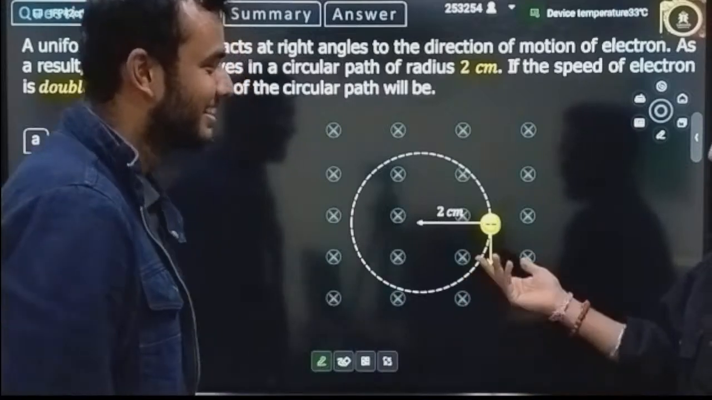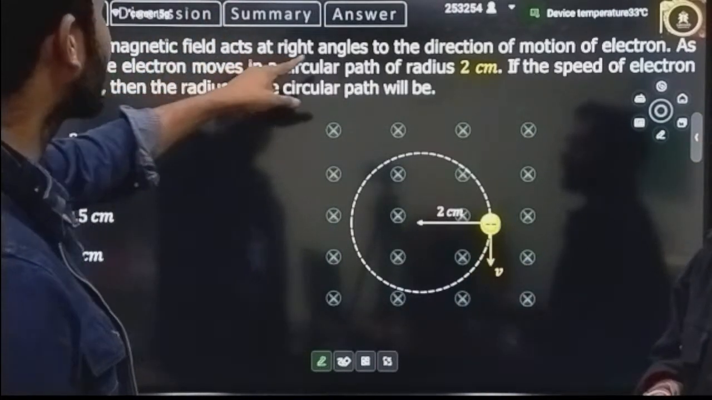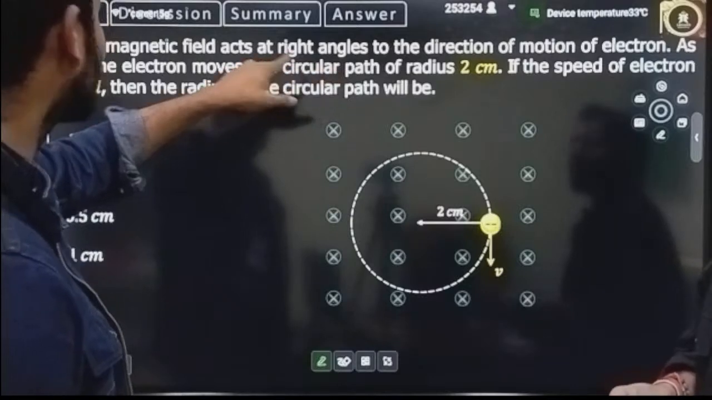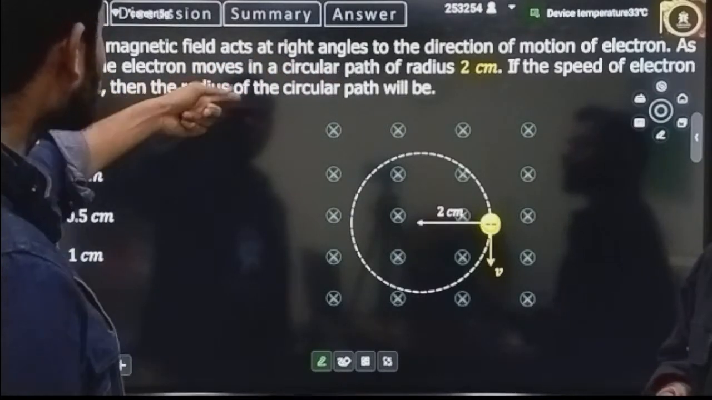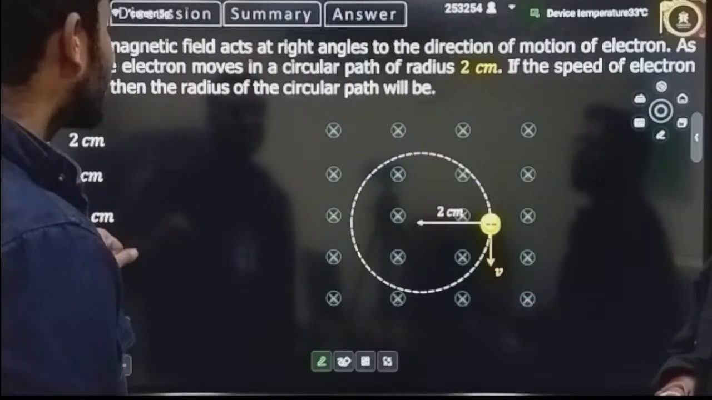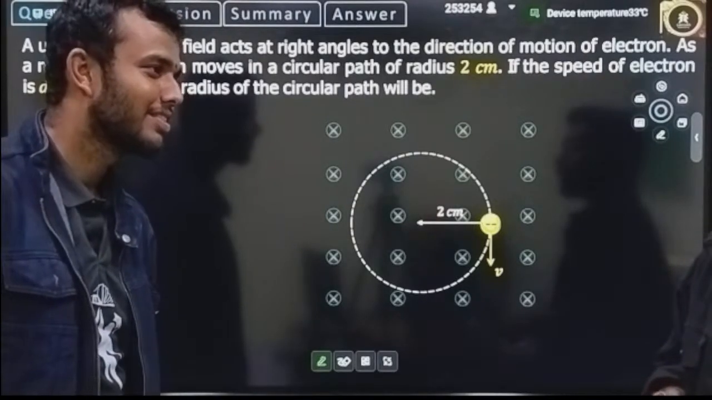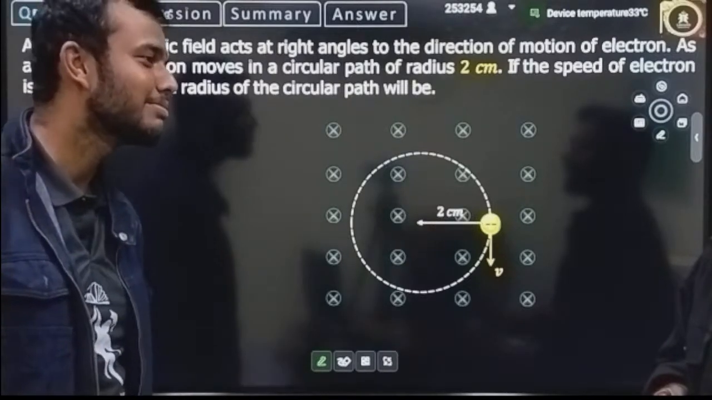I only know this one, sir. In this question, you don't have to tell the direction. A uniform magnetic field acts at right angles to the direction of motion of an electron. As a result, the electron moves in a circular path of radius 2 cm. If the speed of the electron is doubled, then the radius of the circular path will remain the same. Wow, I don't know, but the answer is remaining same.